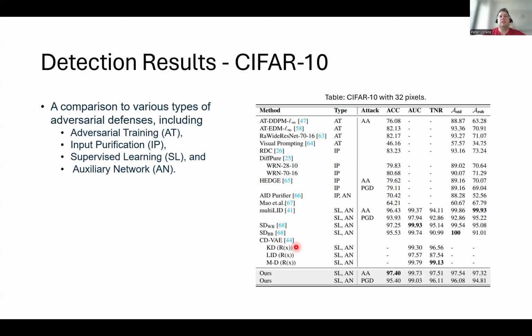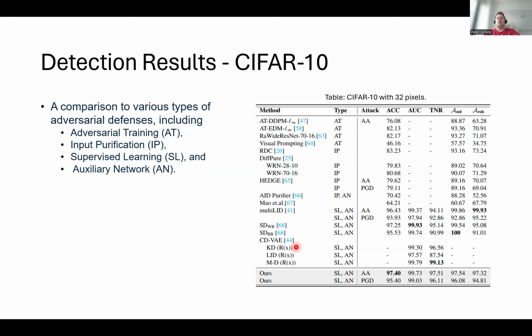Input purification is also very interesting because there are diffusion models used to purify the input, which shows an accuracy close to 90% on the standard accuracy and 70% on the robust accuracy. Why is CIFAR-10 a standard dataset for adversarial training? Because of the computational expensiveness of this method.